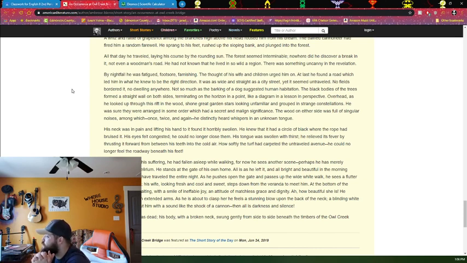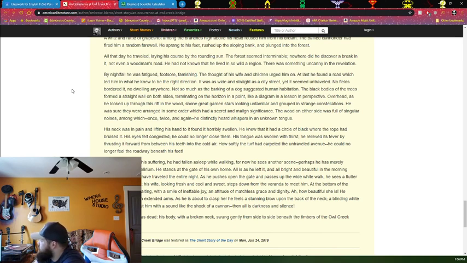The black bodies of the trees formed a straight wall on both sides, terminating at the horizon in a point, like a diagram in a lesson of perspective. Overhead, as he looked up through the rift in the wood, shone great golden stars, looking unfamiliar and grouped in strange constellations. He was sure that they were arranged in some order which had a secret and malign significance. The wood on either side was full of singular noises, among which once, twice, and again he distinctly heard whispers in an unknown tongue. His neck was in pain, and lifting his hand to it, he found it horribly swollen.